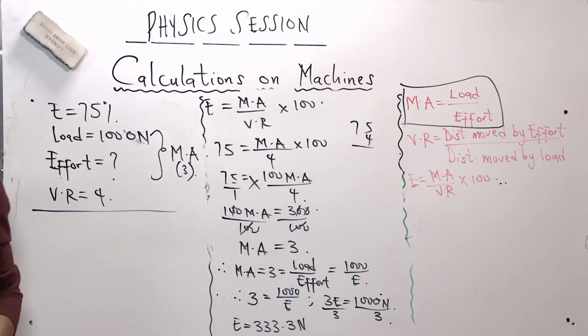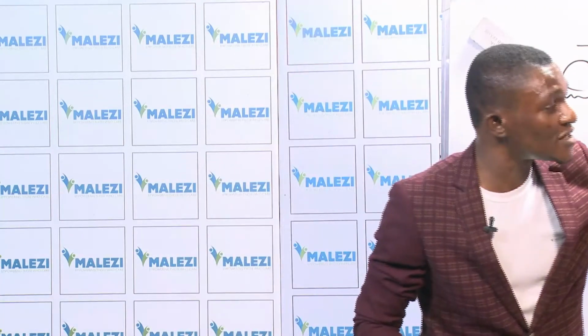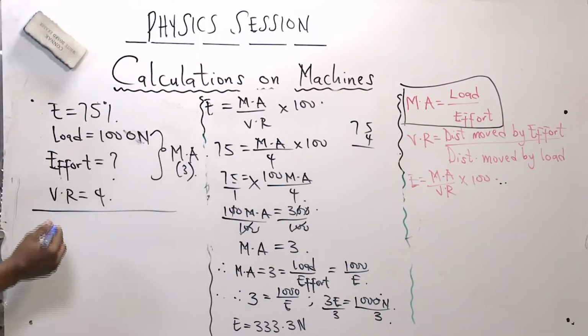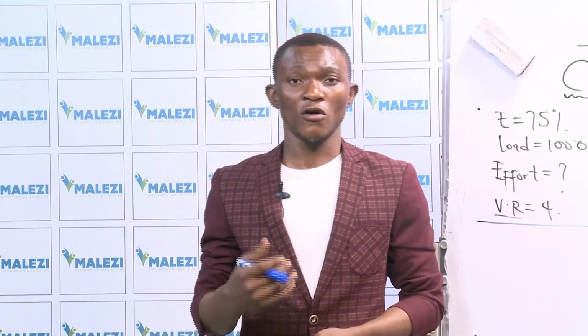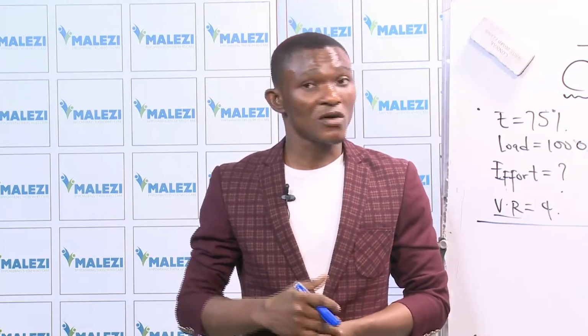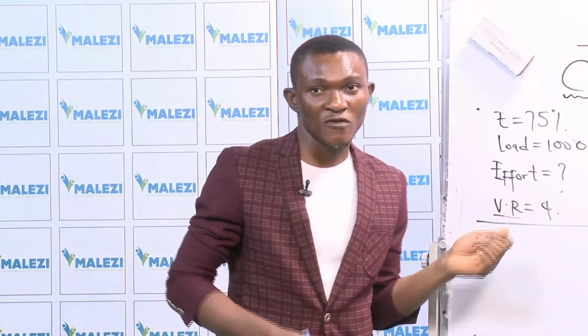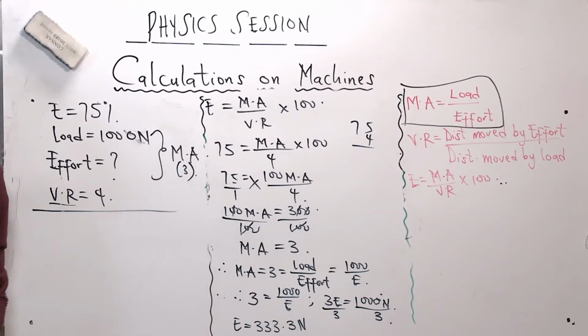So we are going to take more questions, but the issue with machines is that all forms of machine revolve around this formula. The only thing that changes is the velocity ratio. The velocity ratio for a pulley is different from the velocity ratio of a wheel and axle. So what we want to look at now is the velocity ratio of different machines. When we know how to calculate velocity ratio of different machines, then we can always use the same principle and the same formulas to do calculations on machines.